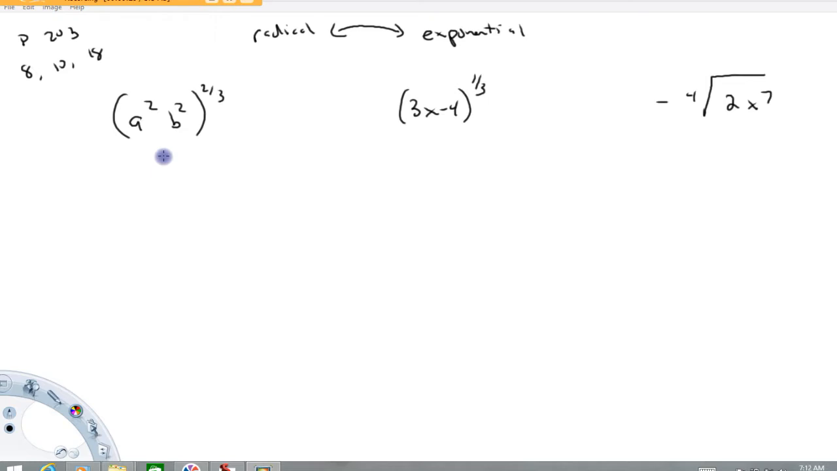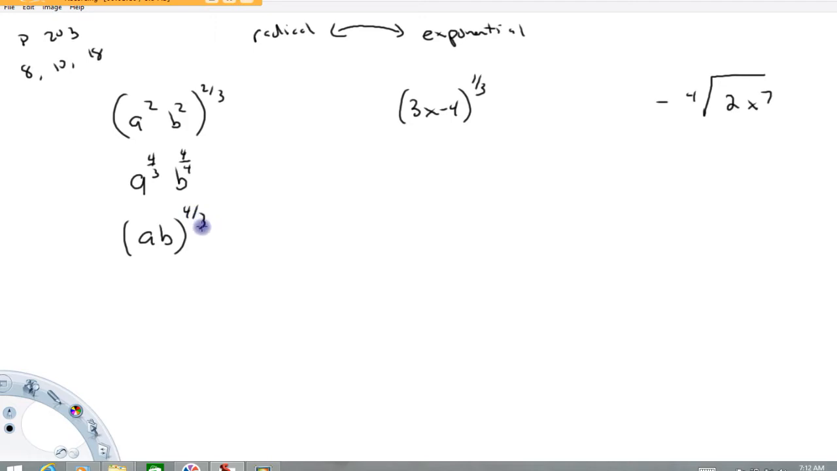There's a couple things to do with this. Looking at the problem, we take the inside and raise it to the 2/3. Remember, when you take a power to a power, you multiply your exponents. So this a squared, if we raise that to the 2/3, is going to be a to the 4/3. The b squared also gets raised to that power, b to the 4/3. You write that the same way there. Now let's take this and group these together, so we can write this as AB to the 4/3.